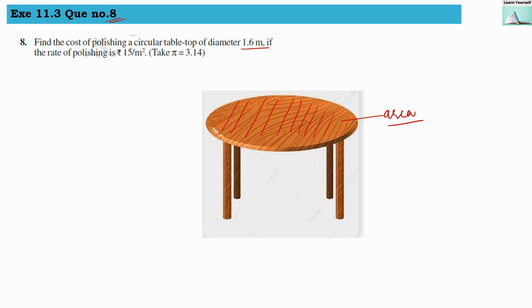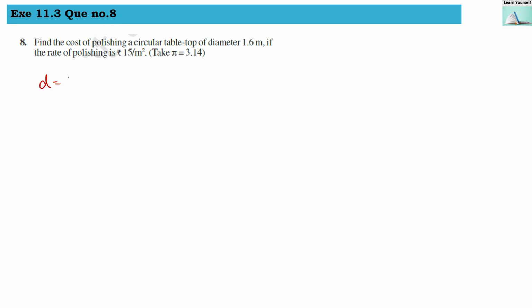This diameter, first we are going to find out the radius, then from the radius we are going to find out the area, and then last we will find out the cost of polishing the table. Here the diameter is 1.6 meter. Let us find out the radius. Radius equals d by 2. So it is 1.6 divided by 2. So it is going to be 0.8 meter.